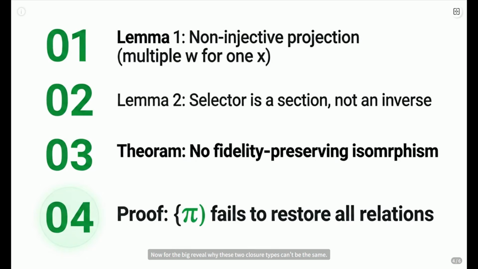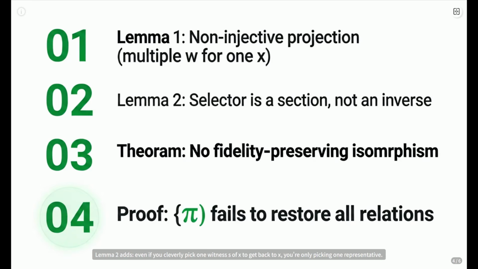Now for the big reveal: why these two closure types can't be the same. Enter the projection non-substitution theorem. Imagine trying to perfectly map the world of complete relations, R, back to the world of inputs, X, using our projection pi. Lemma 1 says if x has multiple valid witnesses w1, w2, then pi sends both (x, w1) and (x, w2) to the same x. Boom. Pi isn't injective, it's many-to-one.